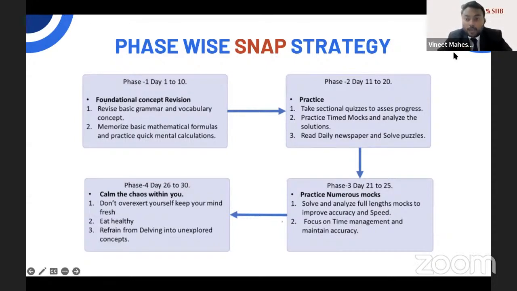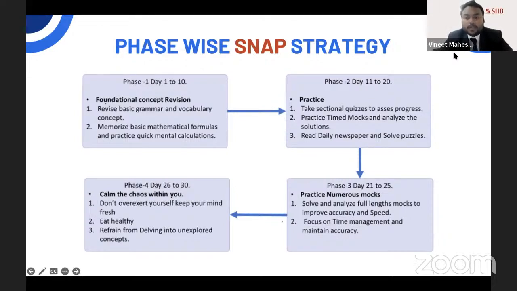Phase 3 will be, you have to practice numerous mocks. You have to give your best shot to every mock that you are attempting. Every mock is important, and every mock can lead to fruitful progress for your journey, starting from today. Solve and analyze full-length mocks. Start attempting full-length mocks. And as I said already, after attempting, analysis is the most important part.